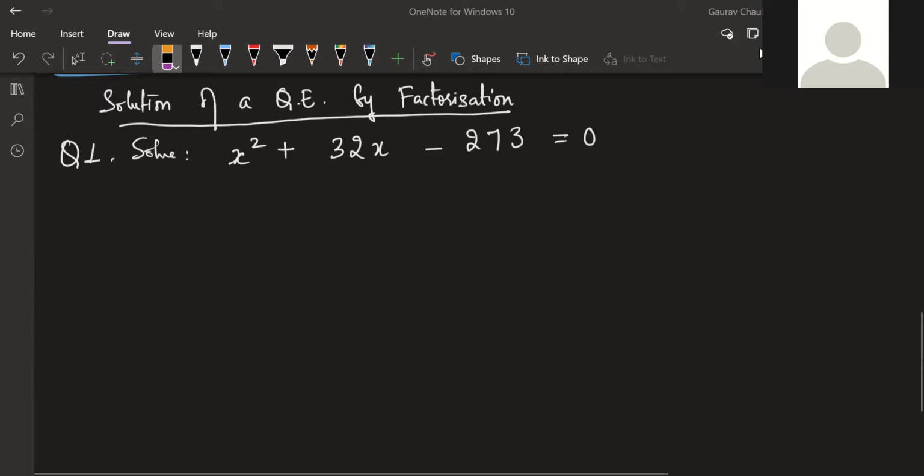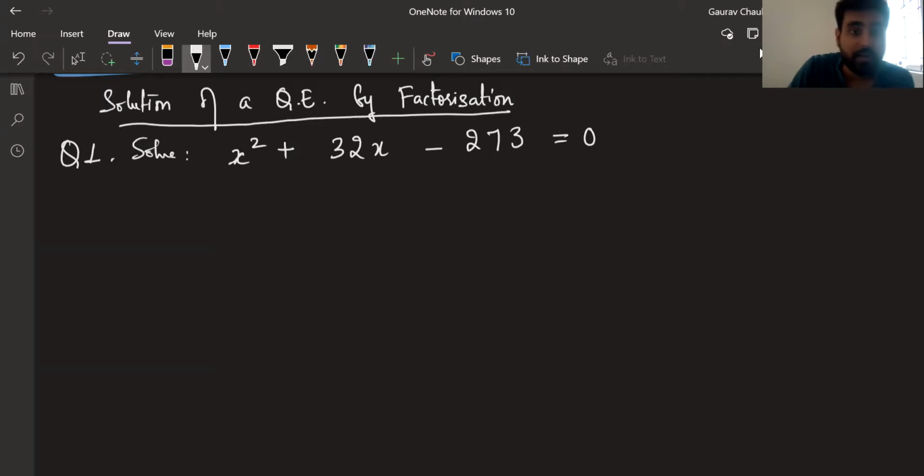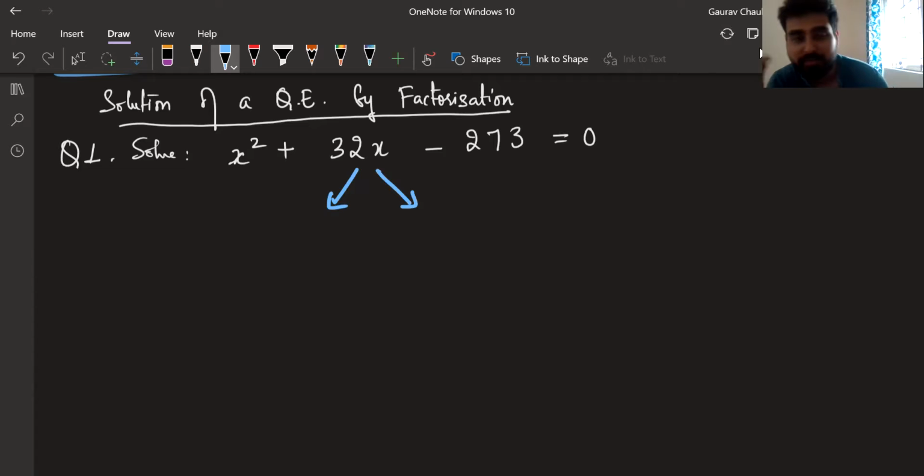Sir, x square. First we'll split that middle term, 32x. Okay, and how do we decide how to split? You're right, we will split this. Yeah, splitting the middle term. But how do we decide how to split? You're right, Bindu. You're going good. You're absolutely right. We're going to split the middle term.